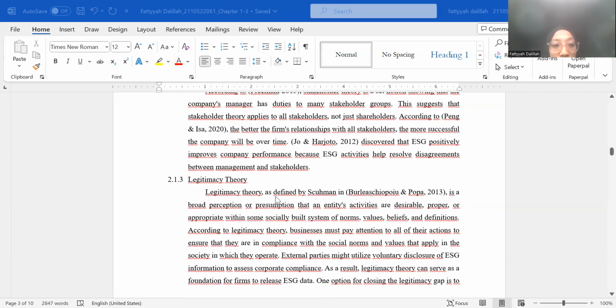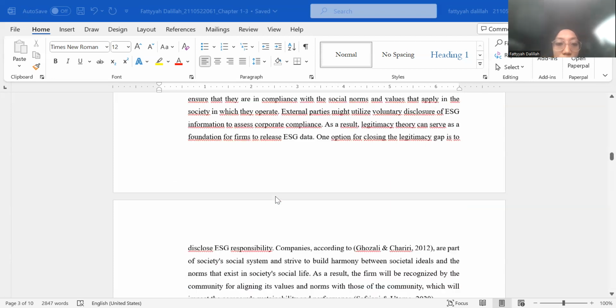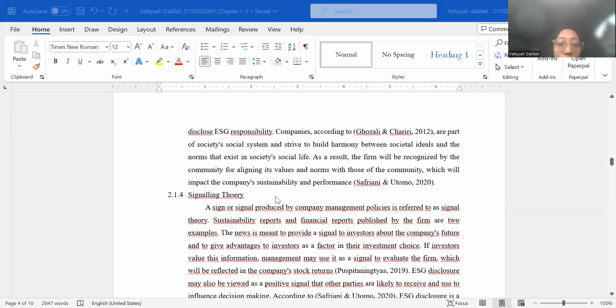Next, there is legitimacy theory as defined by Suchman in 2013, which is about the perception or presumption that an entity's activities are desirable, proper, or appropriate within some socially built system of norms, values, beliefs, and definitions. The next one is signaling theory, where a sign or signal produced by company management policies is referred to as signal theory.